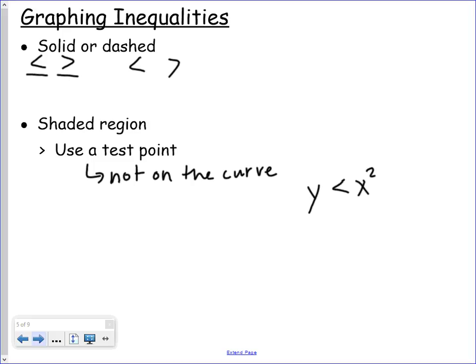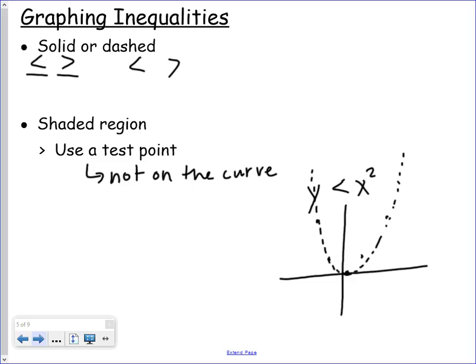So I'm just going to look at y is less than x squared. That's the parent function for the quadratic. And I would have some points that I could graph real quick. And because it doesn't have the or equals to it, it would be a dotted parabola. And then I have to decide, am I going to shade inside the parabola? Am I going to shade outside the parabola?